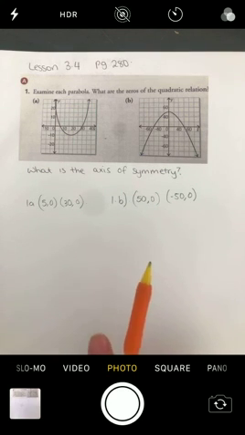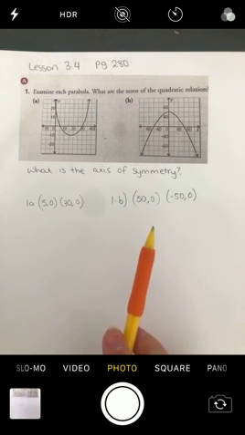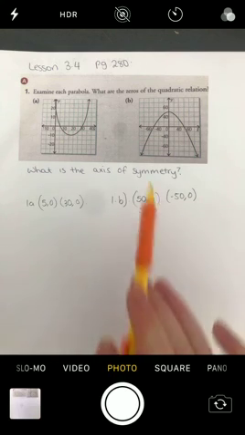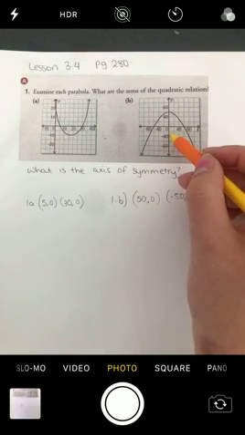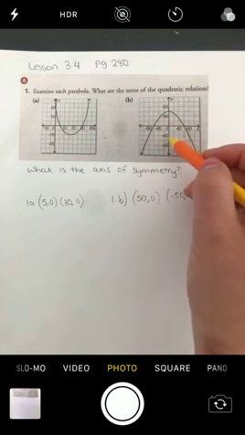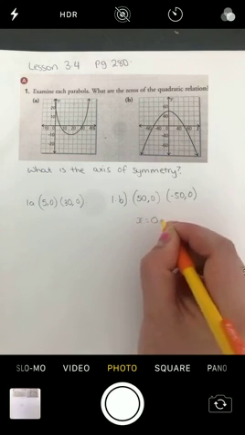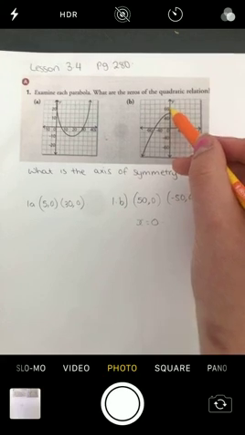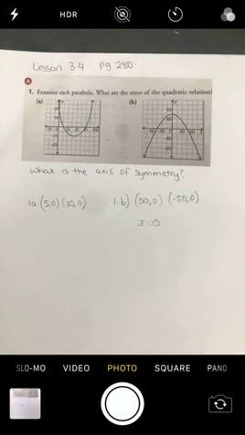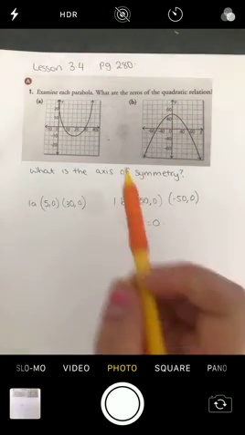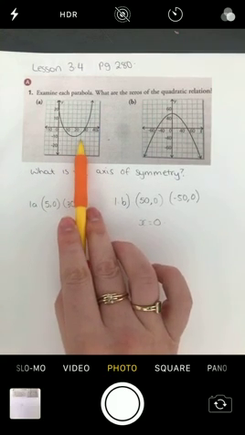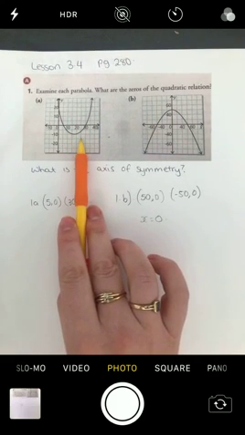Now we're being asked to find what our axis of symmetry is. In our first one here, we can probably read that one off quite easily. Our axis of symmetry would be x equals 0, since you can read off where our middle point would be. However, on our first graph, it is not as easy to read this one off.